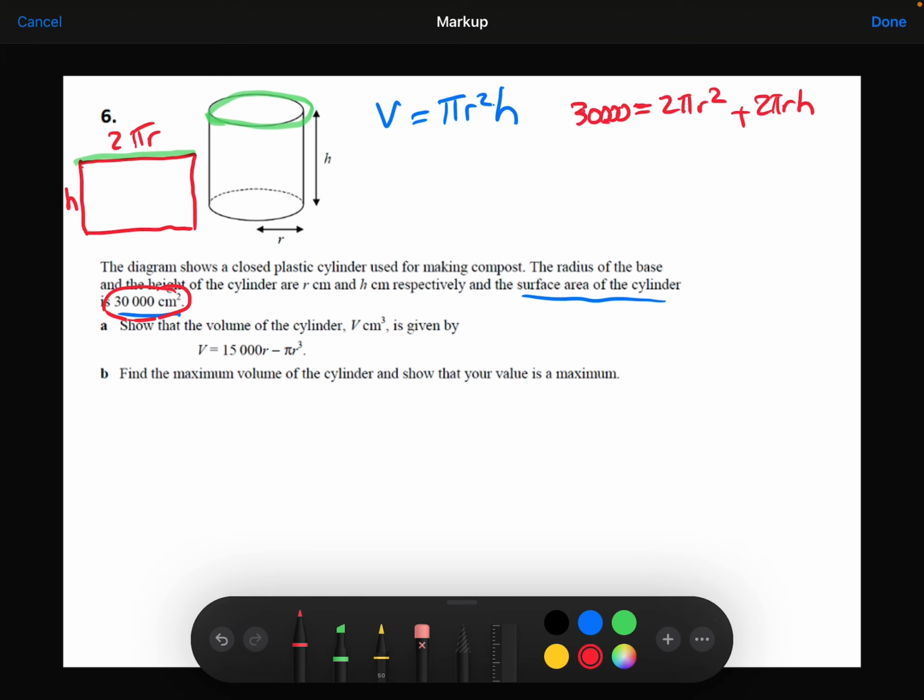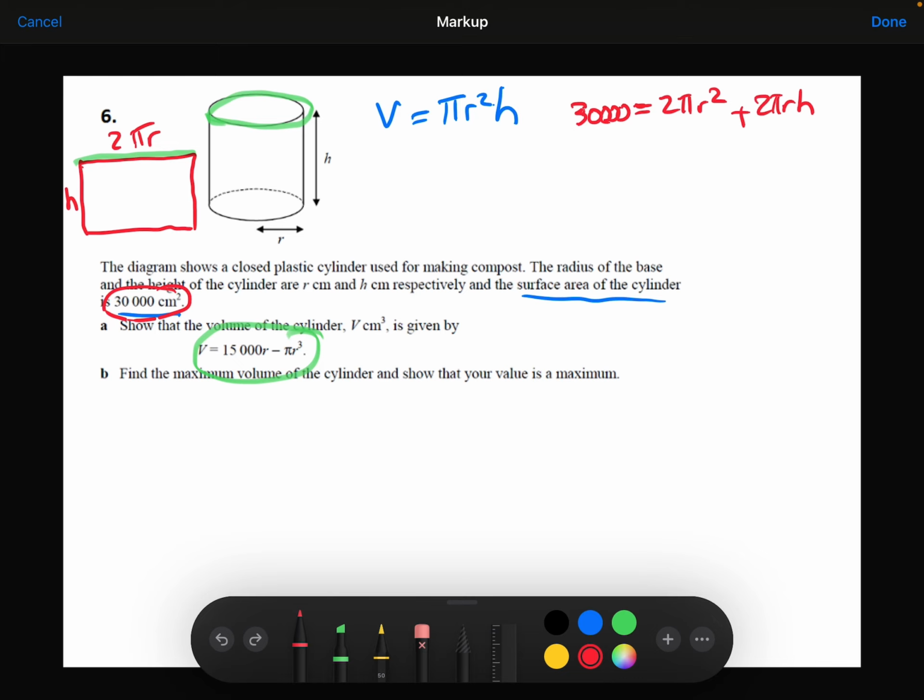Right, considering this is what I want to show, and I want to turn this into this, notice that I want to replace the h. I've got an h here and there's no h here. So what I'm going to do is rearrange this equation to make the h the subject, so I can substitute it in here.